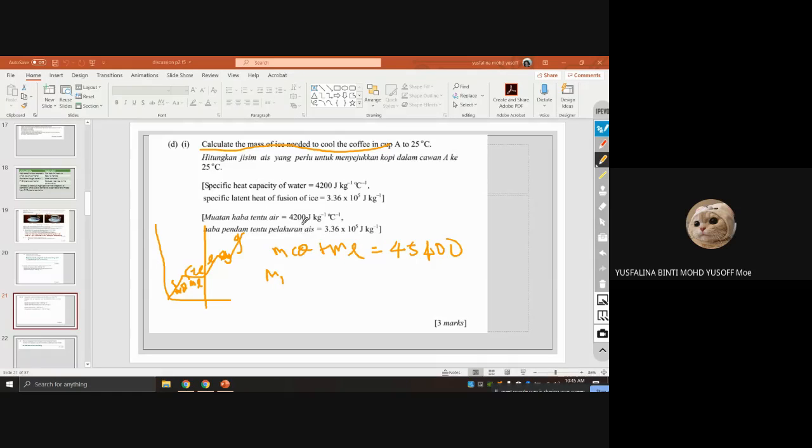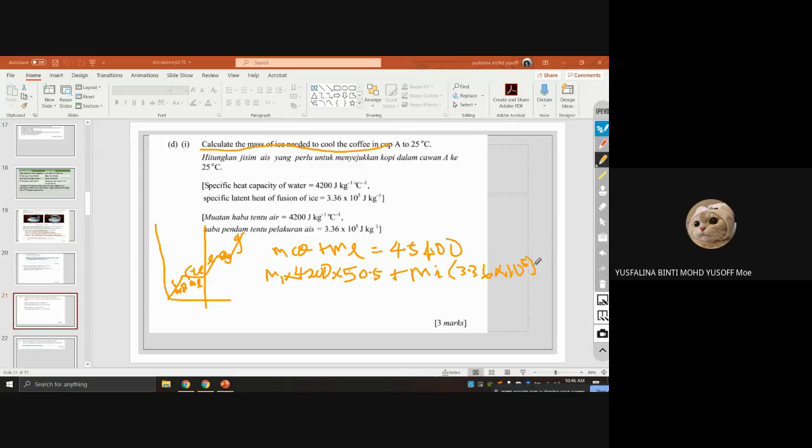C, the specific heat capacity, is 4,200. Sorry, 3.36? No, correct, 4,200. Sorry. And then theta is 50.5, I think. Then plus ml, where m is the mass of ice that you need to find, and the L here is 3.36 times 10 to the power of 5.